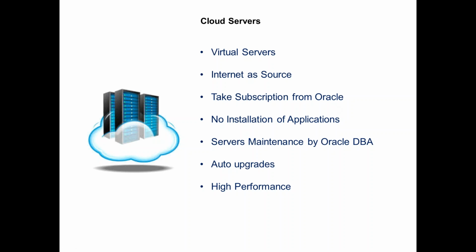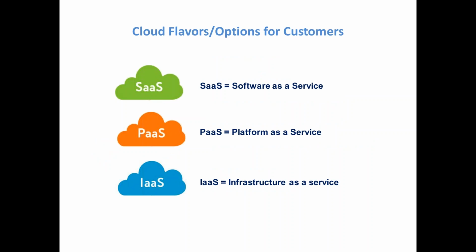Fine. Now we'll move on to the next slide. These are the different flavors which are available for customers, or you can call them options, or modes. Subscription options or subscription modes are different flavors. If any company wants to go with these cloud servers, three options are available. The first one is SaaS.